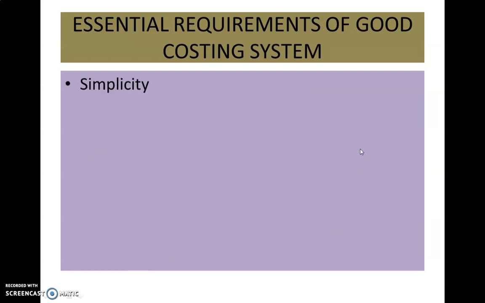First one, the essential requisites of a good costing system. Under the essential requirements, a good costing system should be simple. The cost accounting system should be simple to operate and easily understandable to the employees. Such a system shall keep the persons involved in its operations from being confused and clear their doubts.